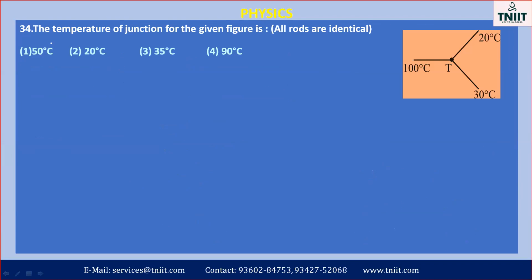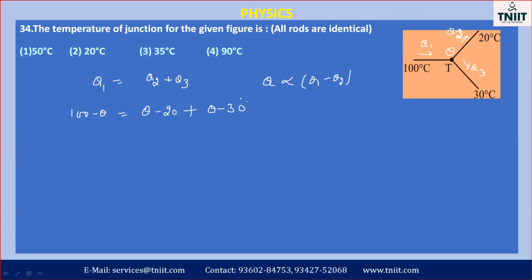Yeah. What is the temperature of the junction for the given figure? All the rods are identical. Let us say the common temperature here is theta. Whatever amount of heat energy is flowing here, Q1, should be divided into two parts over here. One is Q2 and the other one is Q3. Not equal, different values. So Q1 is equal to Q2 plus Q3. But you know that heat energy is directly proportional to the temperature difference. So for Q1 the temperature difference is 100 minus theta. For the second case, it is theta minus 20, plus for the third case, it is theta minus 30.